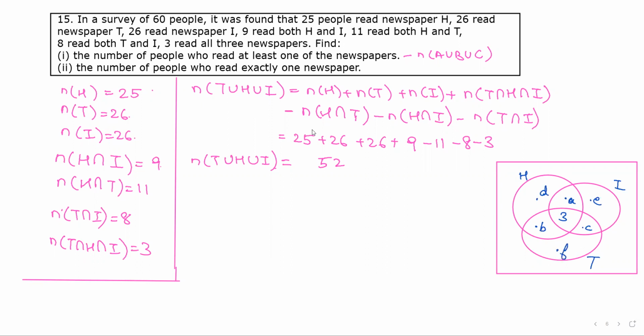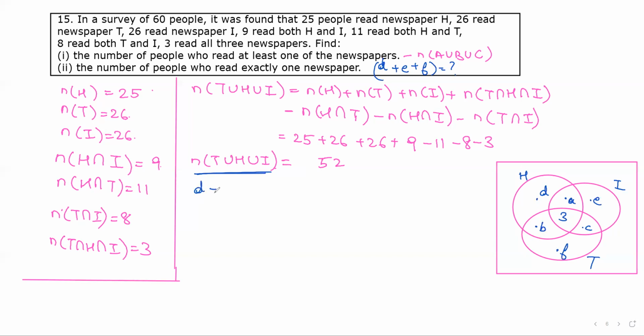Now you're supposed to find the number of students who read exactly one newspaper, which means you're supposed to find the total of D plus E plus F. This is what you're supposed to calculate according to the Venn diagram. So this one, the total value is 52. From the total value, you want to remove A, B, and C.